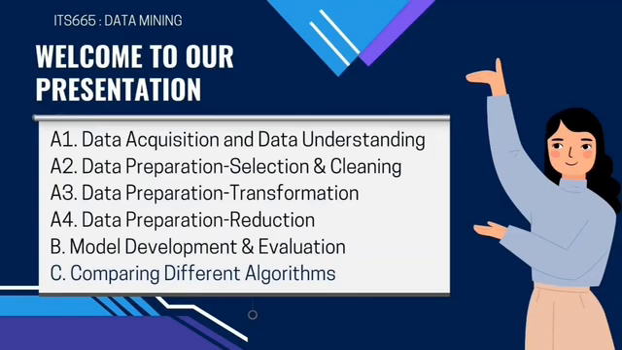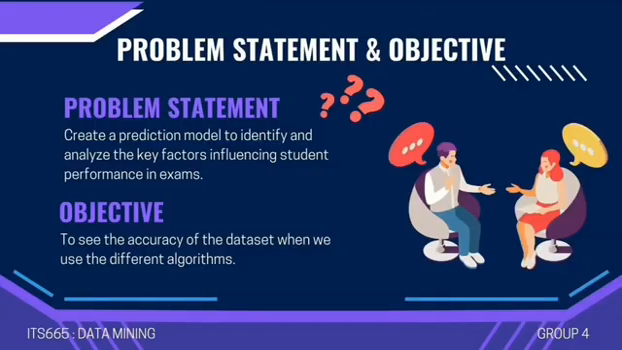For our presentation, there are 6 parts: A1, A2, A3, A4, B, and C. Problem statement and objective. Problem statement: create a prediction model to identify and analyze the key factors influencing student performance in Excel. For the objective, to see the accuracy of the dataset when we use different algorithms.